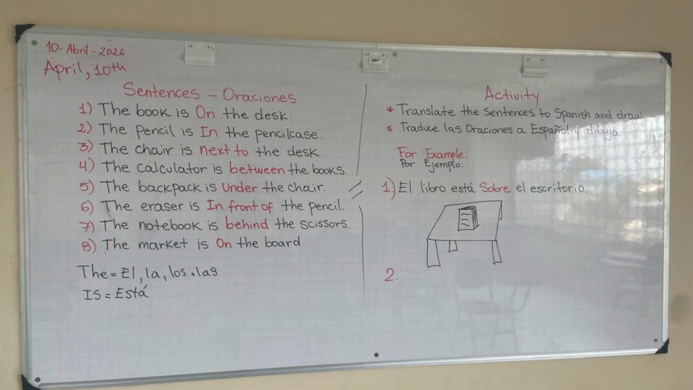During-task activity, 45 minutes. Write 8 sentences in English on the board using school objects and prepositions of place. Students should translate the sentences into Spanish and draw the corresponding place for each sentence. The teacher will write the first sentence on the board as an example, and the students will complete the rest in their notebooks while demonstrating the process.